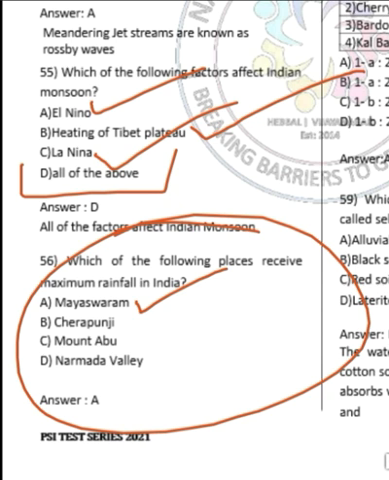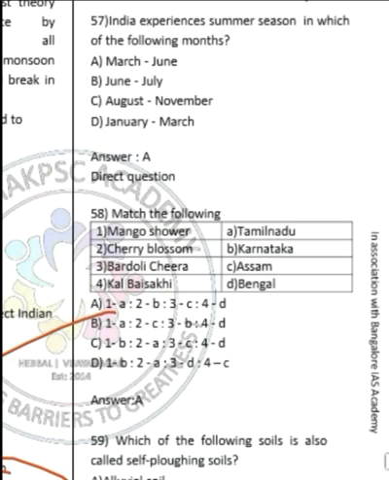You must remember this. Question number 57, it is asking India experiences summer monsoon in which of the following months? Answer is option A, March to June, a straightforward fact. Question number 58, it is a match the following question on summer rainfall in India. So summer rainfall in India is known by different names in different places. So here the correct answer is option A. So you can match and remember the facts accordingly for your exam.